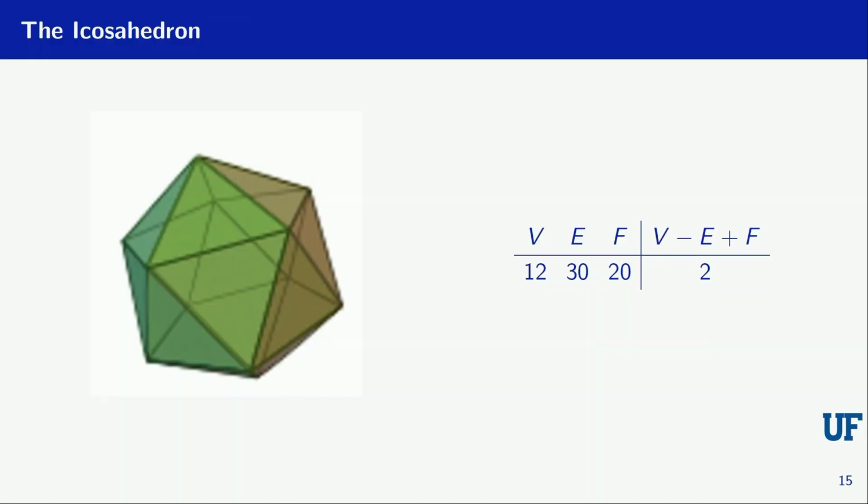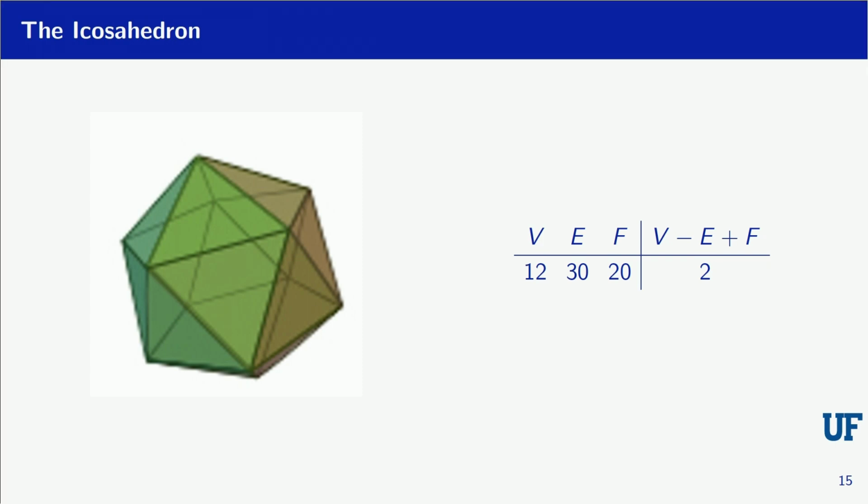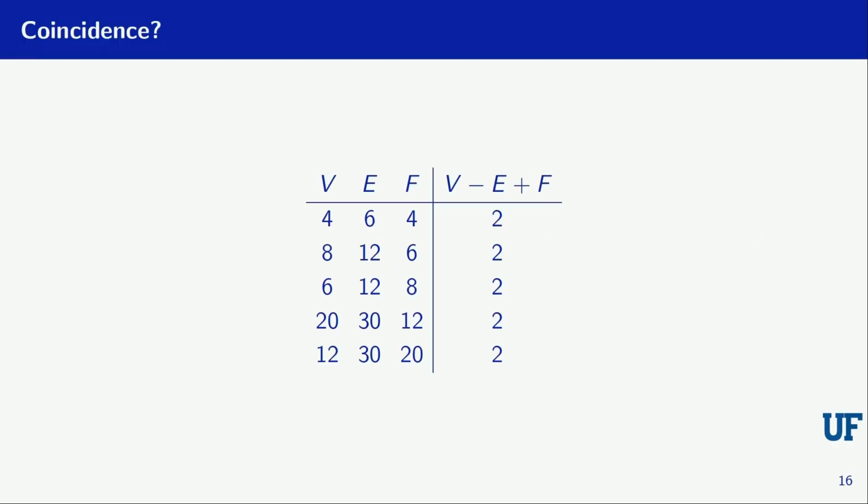Okay. So, again, there are 12 vertices, 30 edges, 20 triangular faces, and so V minus E plus F, again, is 2. All right. So was that a coincidence? No, of course not. There are no coincidences in mathematics. Well, sure there are, right?